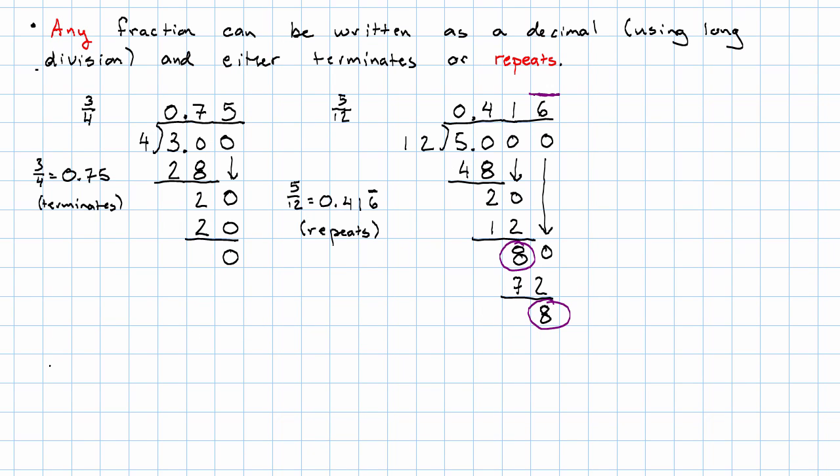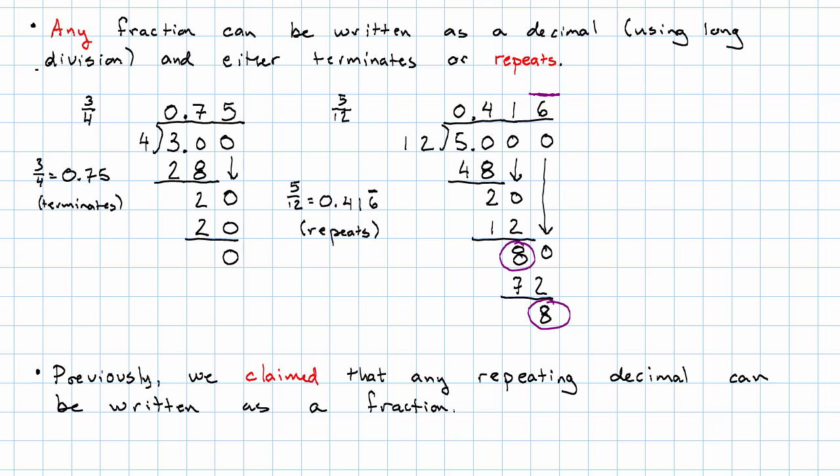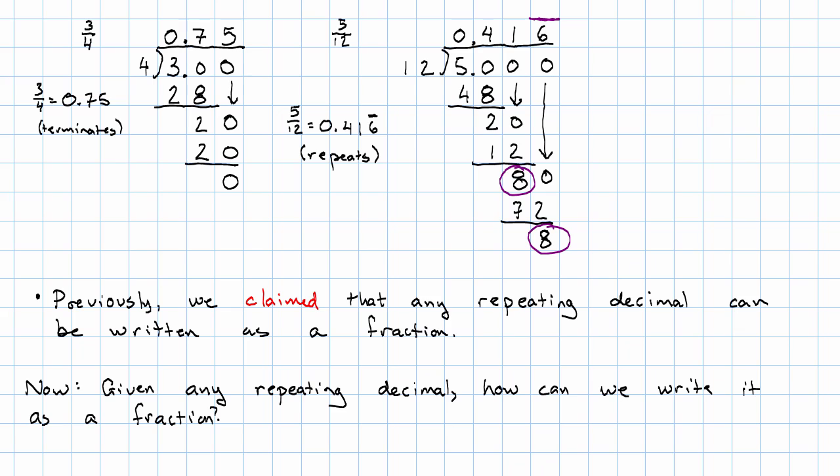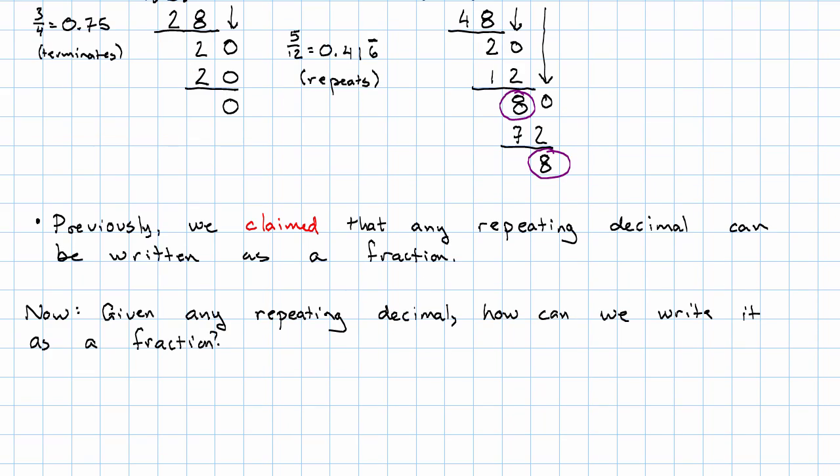Now, previously we claimed that any repeating decimal can be written as a fraction. We saw how to make the calculator do it for us, but now we need to see how to do it ourselves. Let's make up an example and see how we might do this. Given any repeating decimal, how can we write it as a fraction? Let's say we want to write the repeating decimal 4.137 repeating as a fraction.